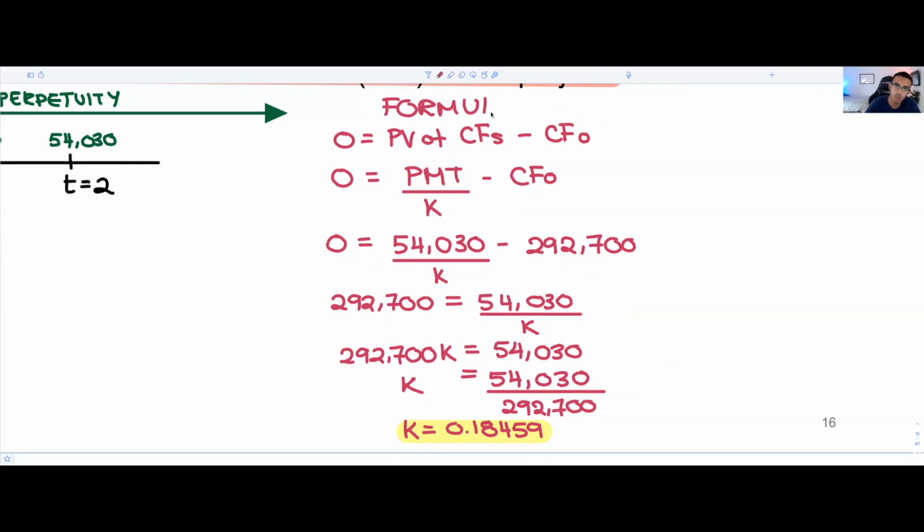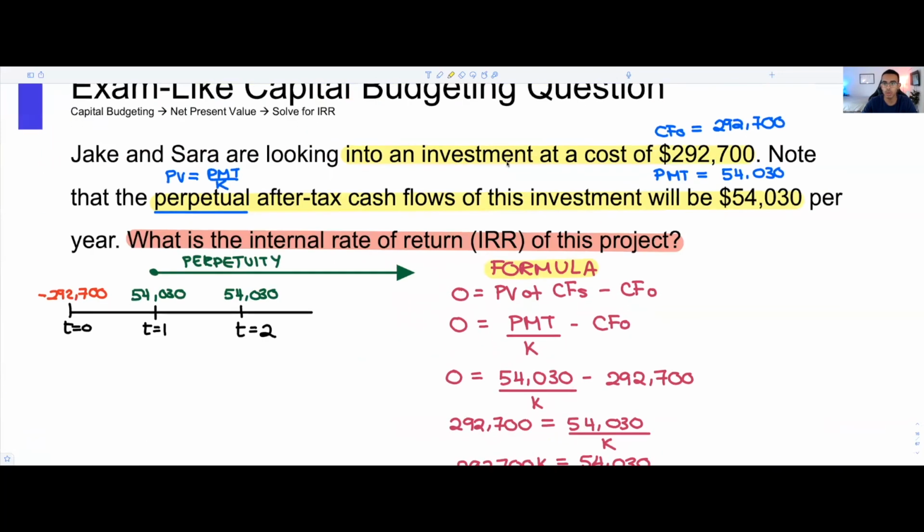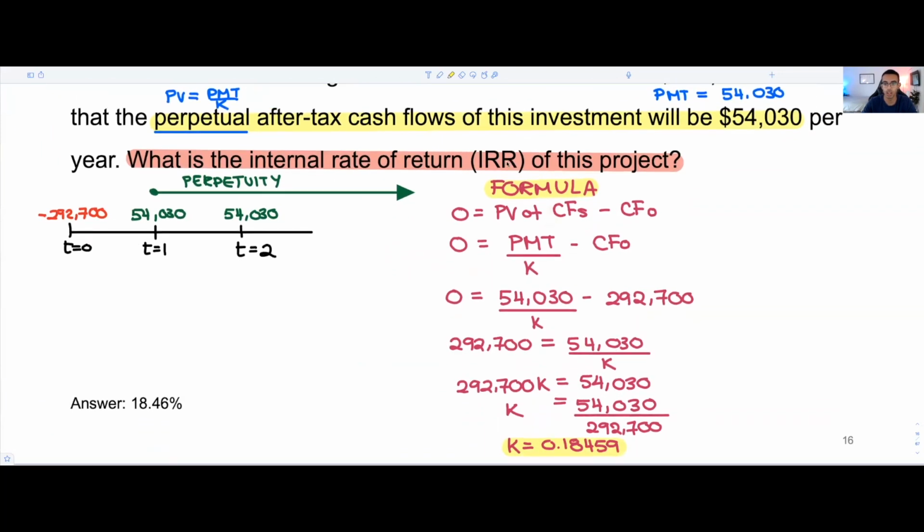Now, how do we use the calculator to help us to do this without having to do some basic quick math? Note that this was kind of easy. We were able to go through this fairly easily. However, we could use our calculator to make sense of this as well. So what we're going to do, we're going to use a classic CF plus IRR method, which is what we did at the very beginning, right?